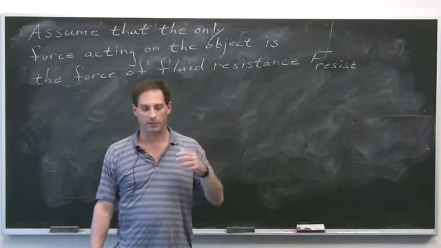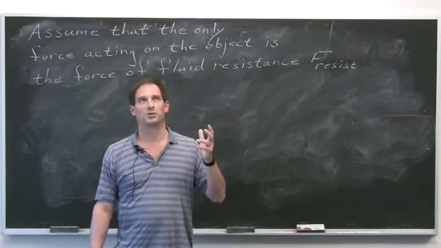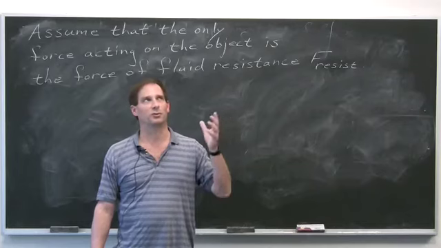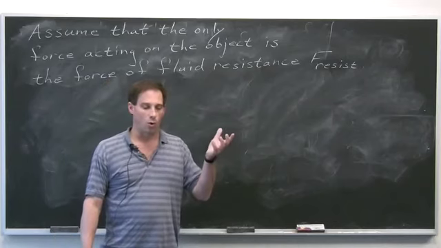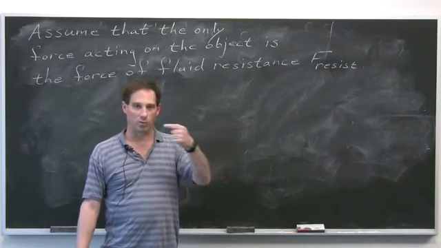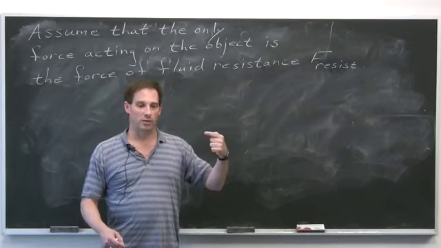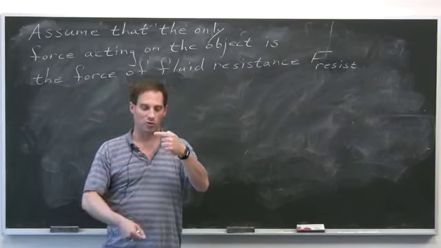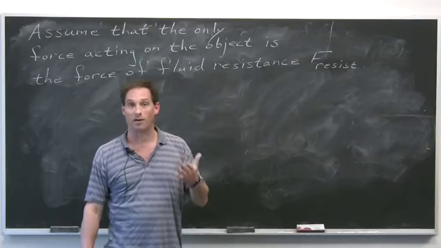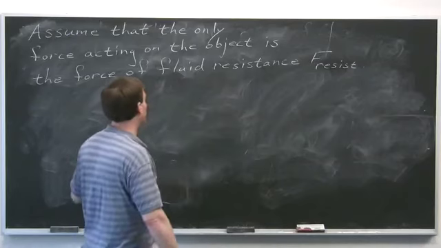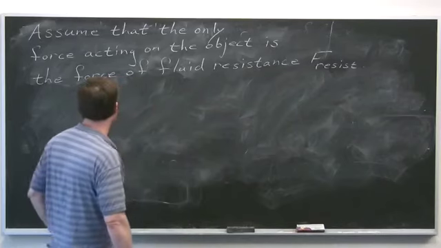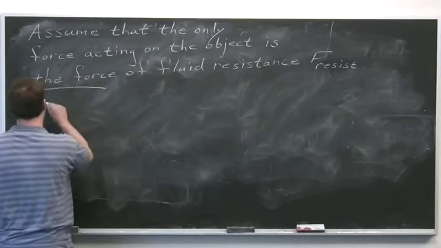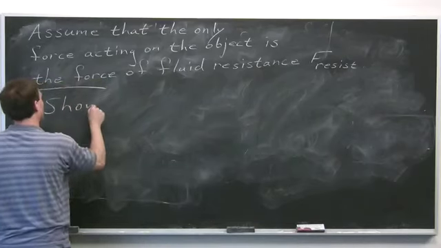So either we're in space, in outer space, but still with a fluid, so maybe we're doing this on the space shuttle or something. Or we're talking about horizontal motion, and we're only talking about the horizontal position, and so vertical forces like gravity don't matter. One way or the other, we're going to assume that the only force acting on the mass is the force of resistance. Now, let's try stating what we want to show.